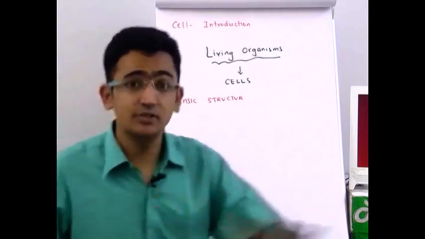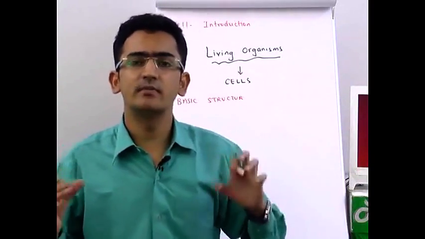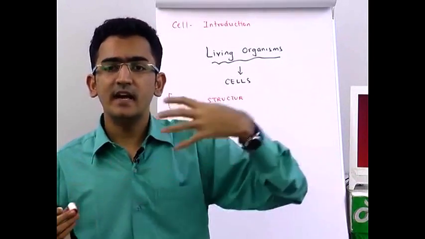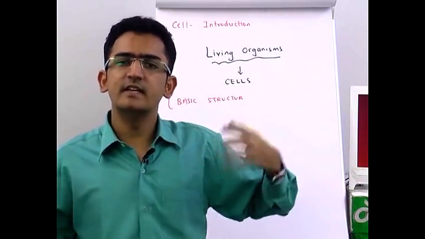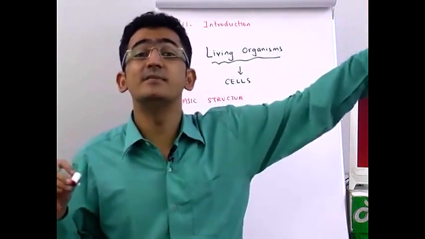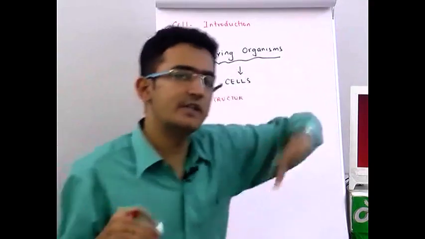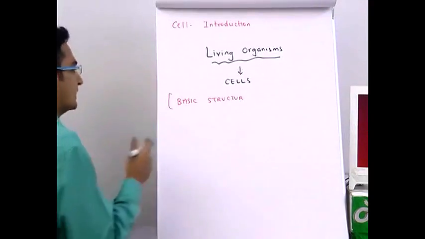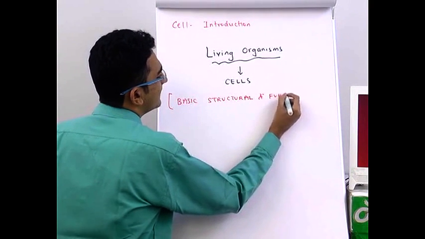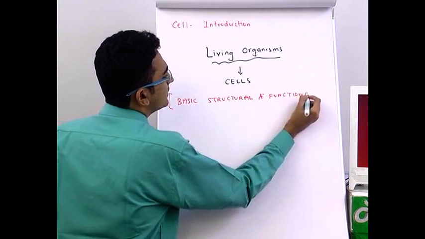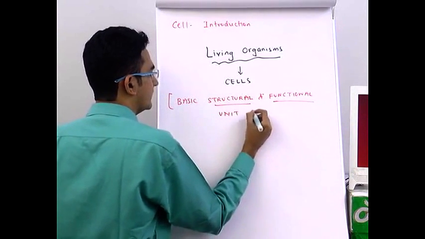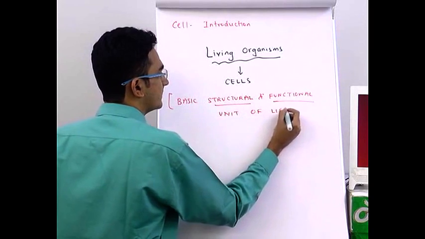And any function that is done by the body of a living organism is actually done by cells. Okay, so when we are doing any work, the work is actually done by our cells. When plants are preparing their own food, it is actually prepared by the leaf cells. So the basic function is done by the cells. So it's a basic structural and functional unit of life.